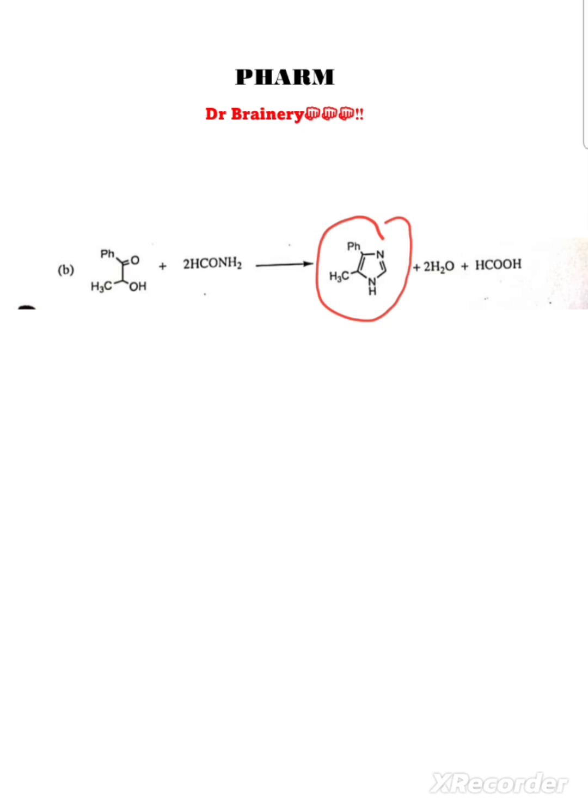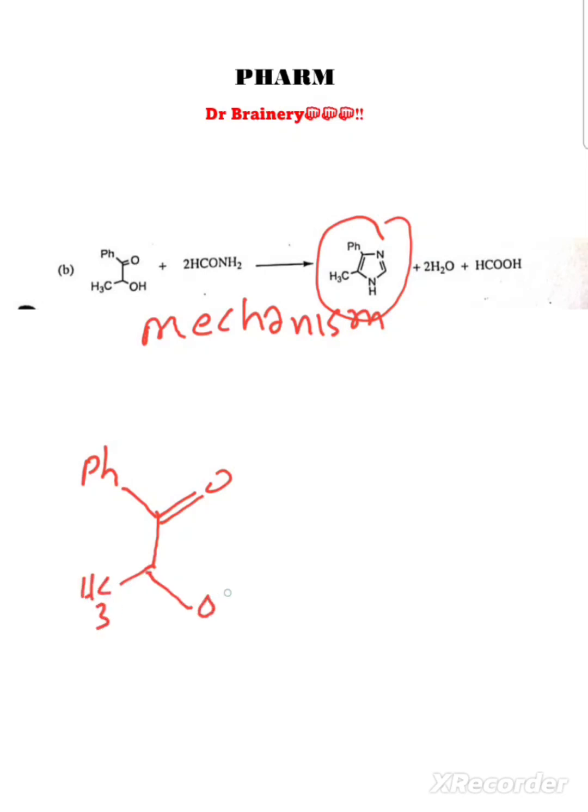What we're going to do, we have this one which is a ketone with a hydroxy there, and we have this other reagent. The first thing you're supposed to look at is the mechanism, so I'm going to write mechanism here. Then here there's CH3, then here OH like that.